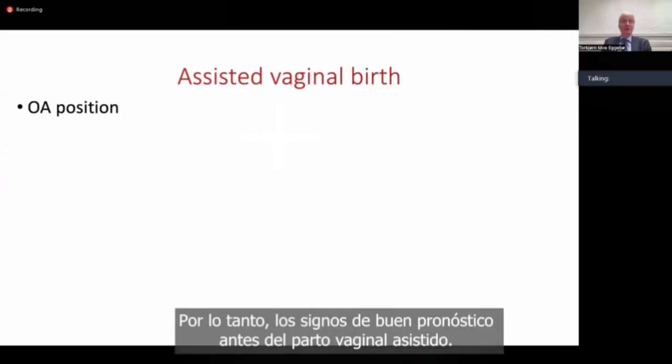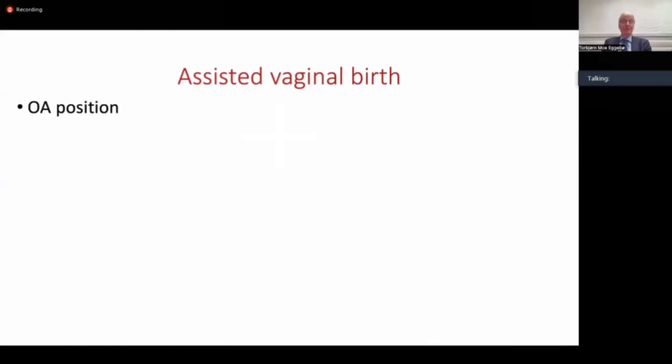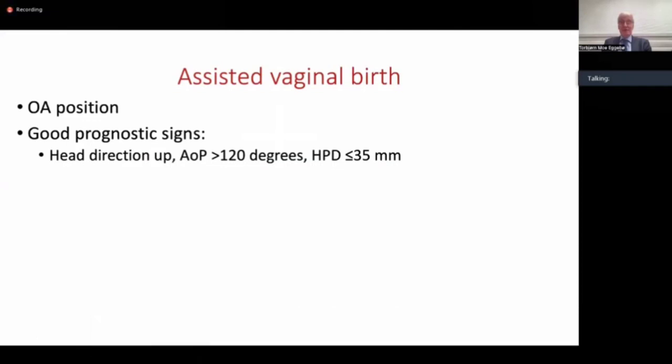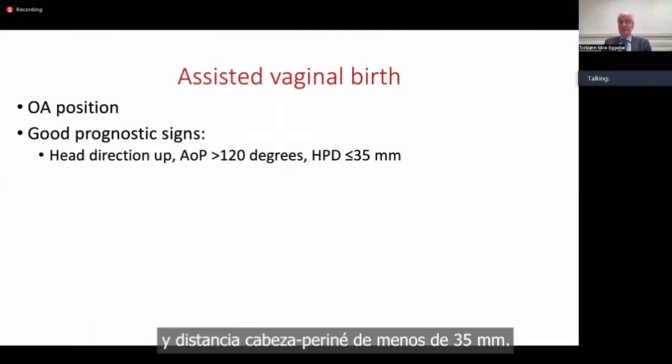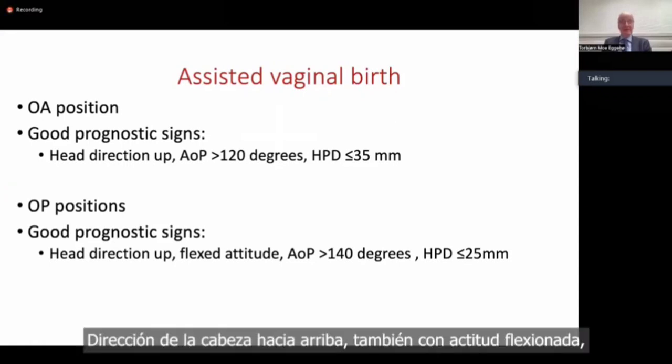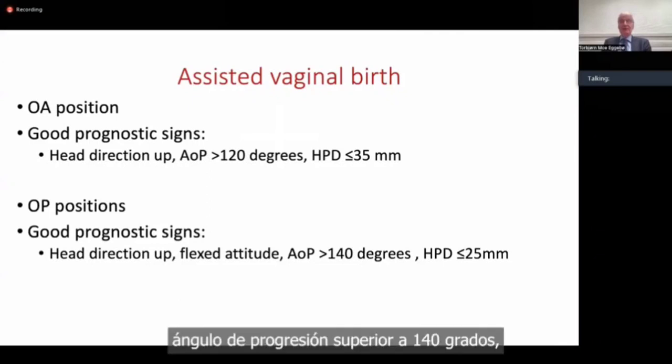So, good prognostic signs before an assisted vaginal birth. In OA position: head direction up, angular progression 120 degrees, and head perineum distance less than 35 millimeters. But be more careful in OP position. Good prognostic signs: head direction up, also a flexed attitude, angular progression more than 140 degrees, and head perineum distance less than 25 millimeters, corresponding to station +2.